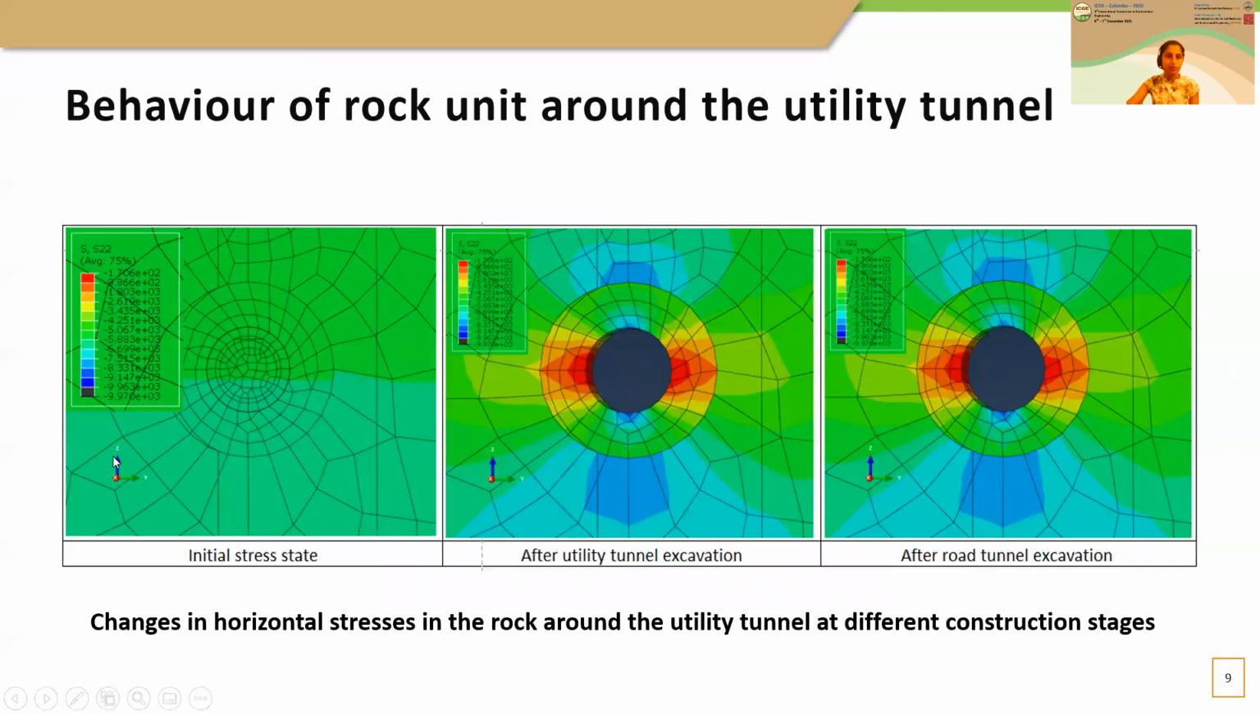Having a closer look at the horizontal stress regime, the leftmost figure shows the initial horizontal stress regime near the utility tunnel. Once the tunnel has been excavated, as shown in the middle figure, the horizontal stress relaxes. Therefore, you can see at the sides, the horizontal stress has been reduced. As a result, the vertical stress and the horizontal stress at the invert and the crown have increased. The stress regime near the utility tunnel did not change significantly due to the construction of the road tunnels.